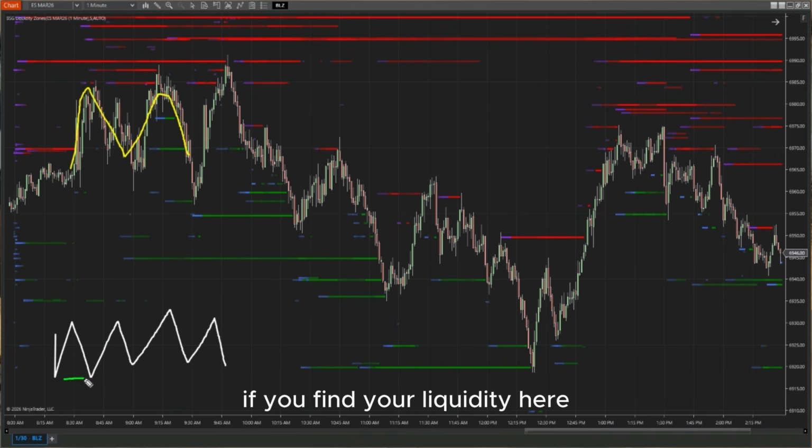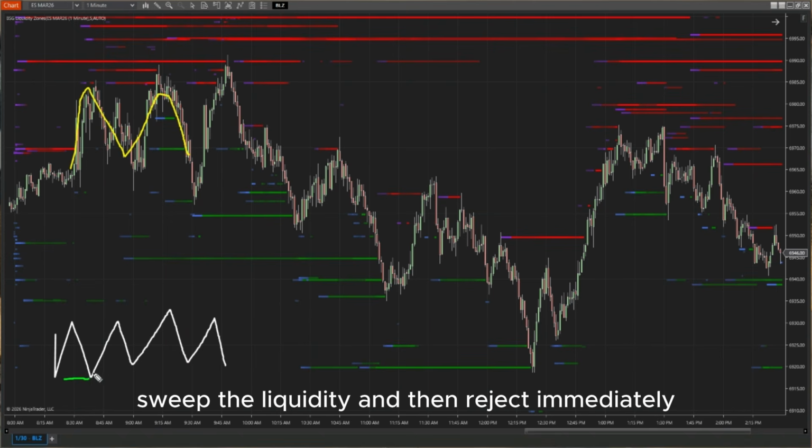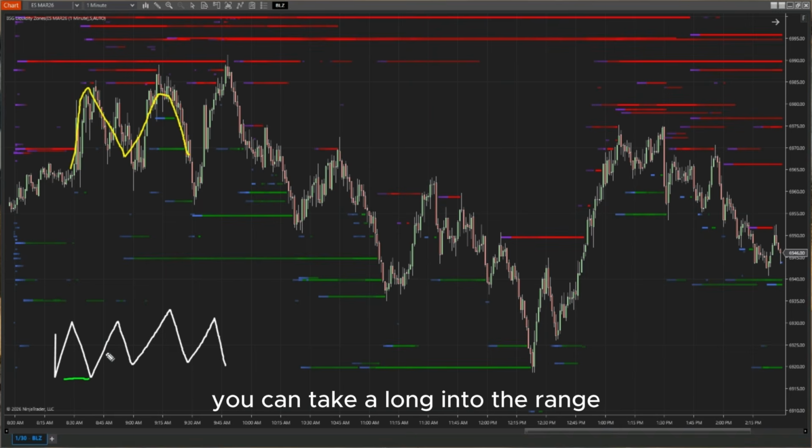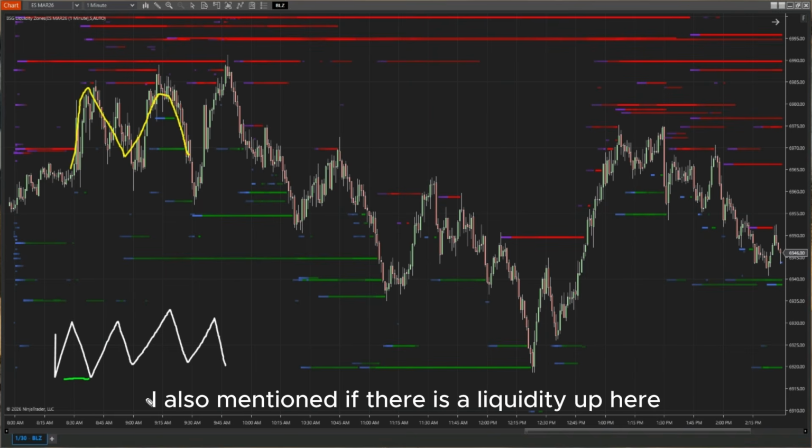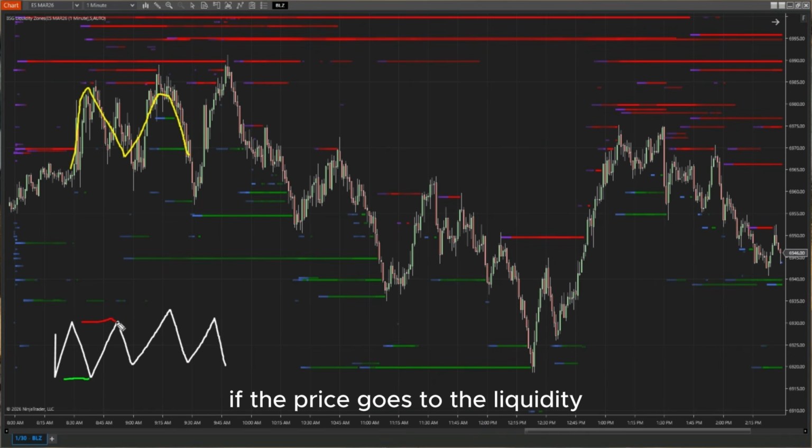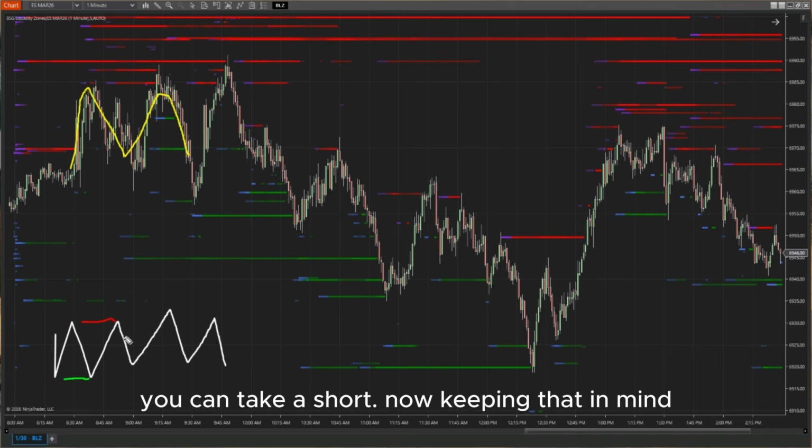a liquidity here, and then the price came back here, swept the liquidity and then rejected immediately, you can take a long into the range. At the same time, I also mentioned, if there is a liquidity up here, if the price goes to the liquidity, eats the liquidity, rejects immediately back into the range, you can take a shot.